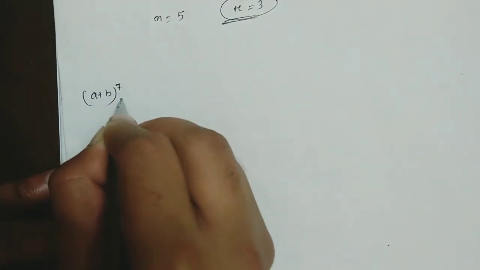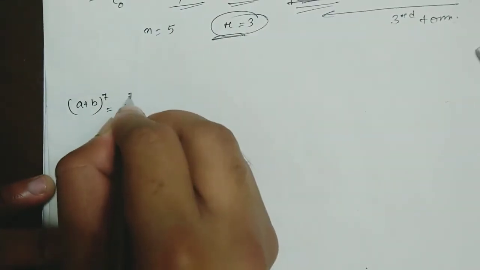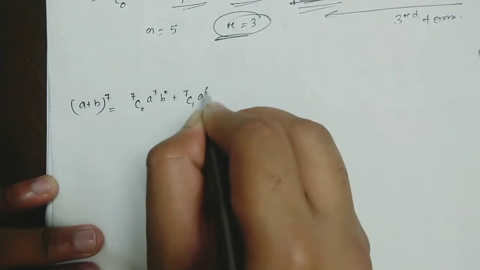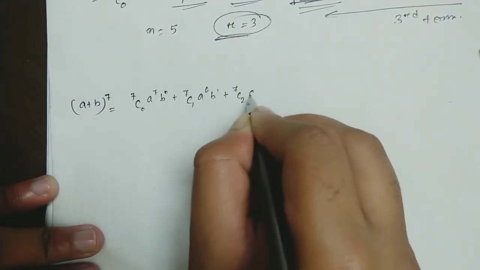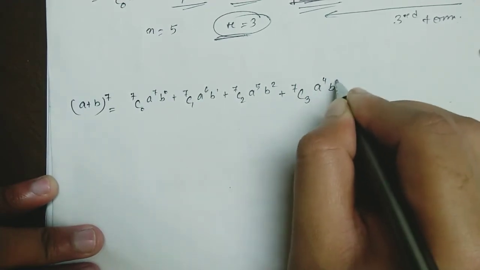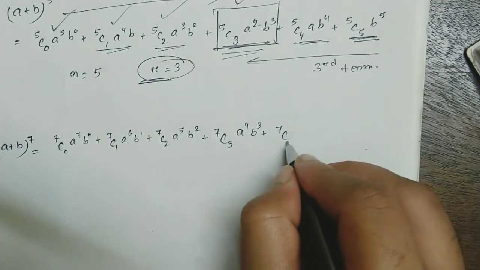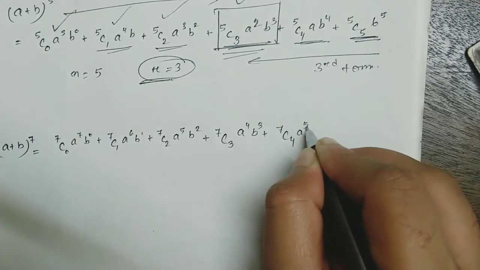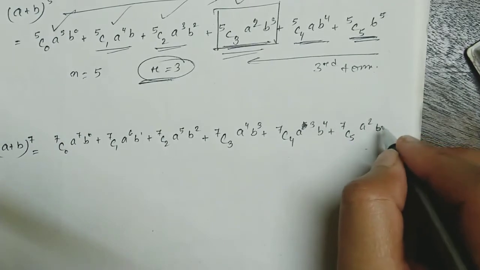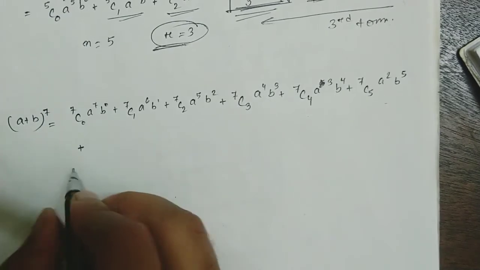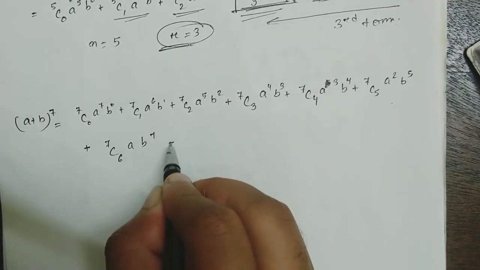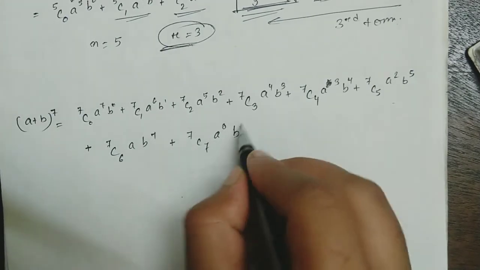Okay, now again let us try to do for something else. A plus b whole to the power 7, let us do. Okay, what does it come? 7c0 a7 b0 plus 7c1 a6 b1 plus 7c2 a5 b2 plus 7c3 a4 b3 plus 7c4 a3 b4 plus 7c5 a square b to the power 5 plus 7c6 a b to the power 6 plus 7c7 a0 b to the power 7.